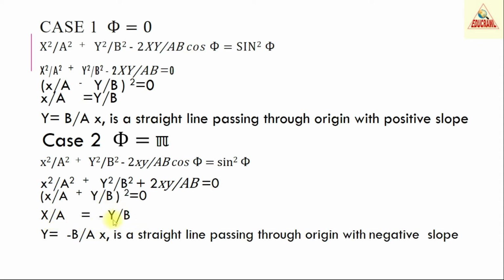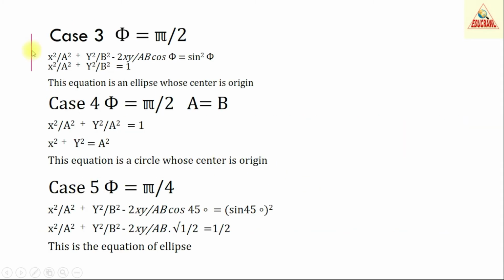So the expression for y becomes y is equal to minus b by a x. Rearranging the terms, we get this expression. This expression is the equation of a straight line passing through the origin with negative slope. Now we will move on to the third case. In the third case, phi value is equal to pi by 2.